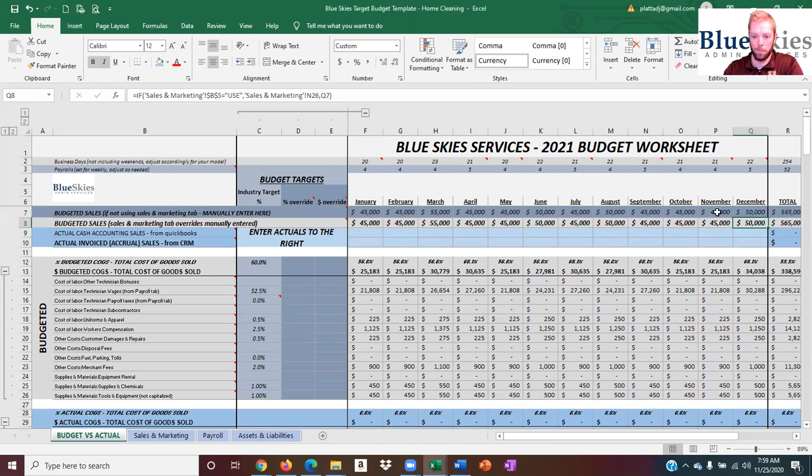So you can adjust these, and this is where you manually type in your sales numbers. You'll notice there's this gray column, and it's just kind of mimicking the column above.